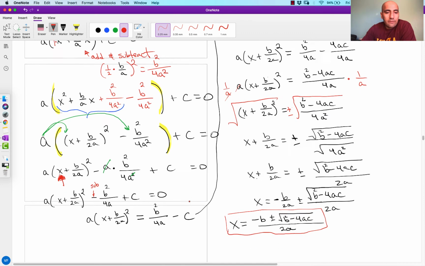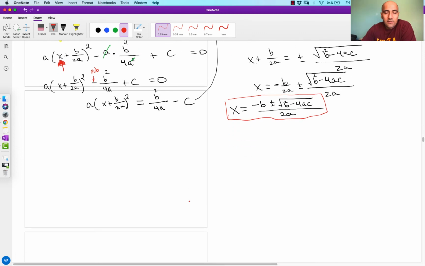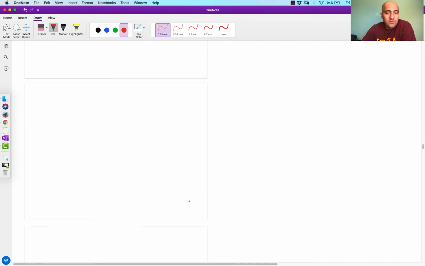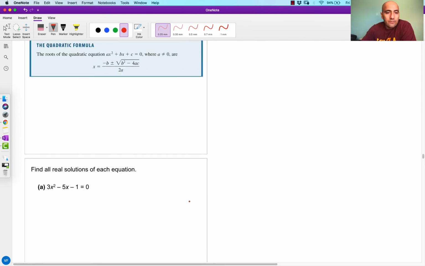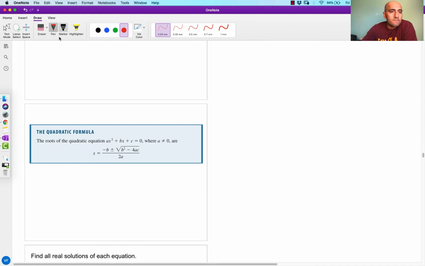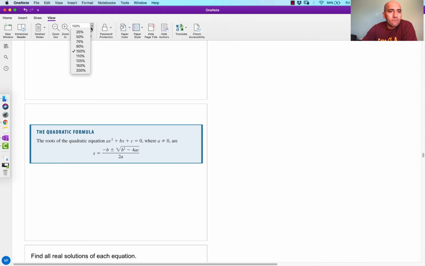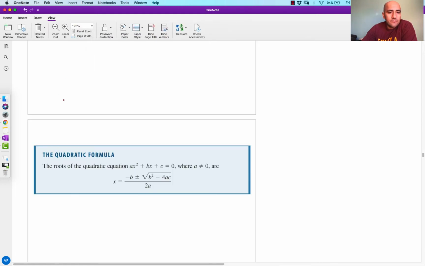Okay, so that's the derivation. Let's put it in a nicer box. So what we just came up with is this guy. It's called the quadratic formula. Let's go back to this. So it's the quadratic formula, and it says that the roots of a quadratic equation of the form ax squared plus bx plus c equals 0, where a does not equal 0, are this.